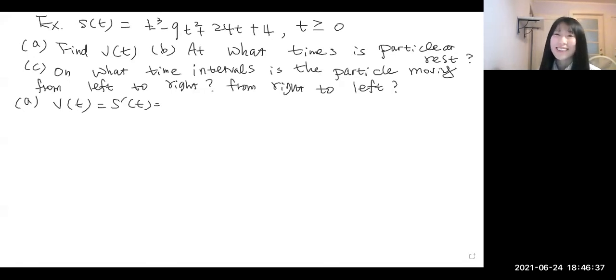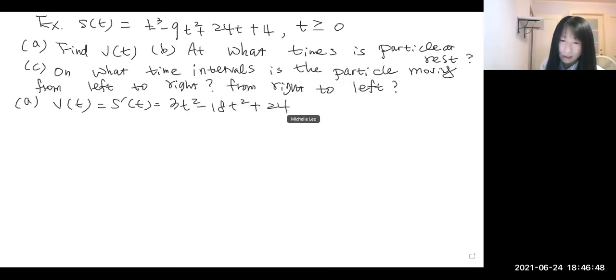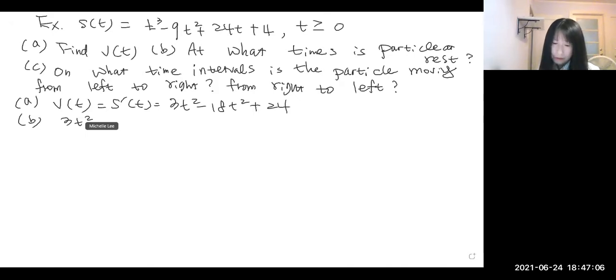Answer this one. 3t squared minus 18t plus 24. Excellent. Okay. Second one, at what time is the particle at rest? So we're gonna set it equal to 0, right? So v of t equal to 0, which is 3t squared minus 18t plus 24 equal to 0.